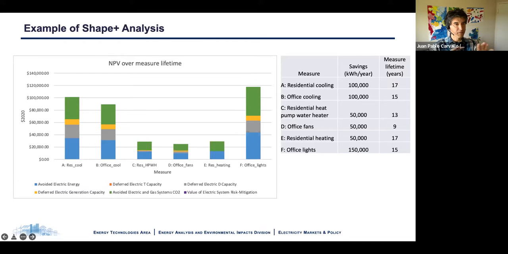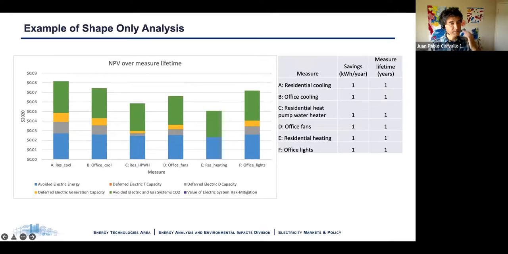So we can see that, for example, for the residential cooling and office lights, the blue bar, the avoided electric energy, is pretty relevant as a savings component. And then in terms of the deferred capacity, the deferred transmission and generation capacity are relatively small, for example, compared to the deferred electric distribution capacity in those particular measures. So that's also telling us very interesting information about the sources of the different savings.